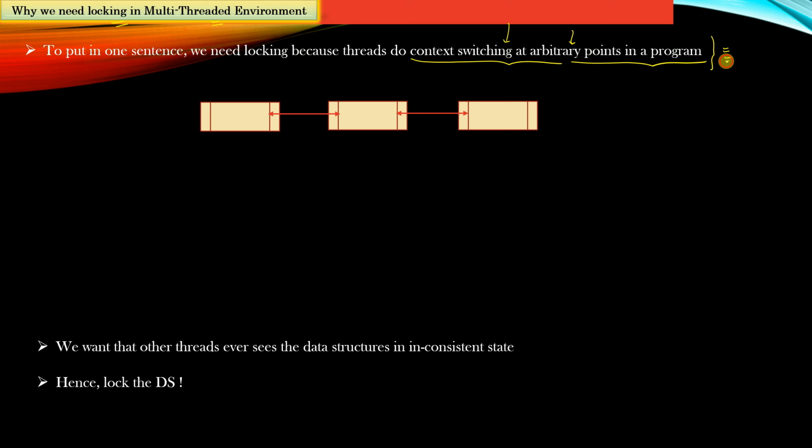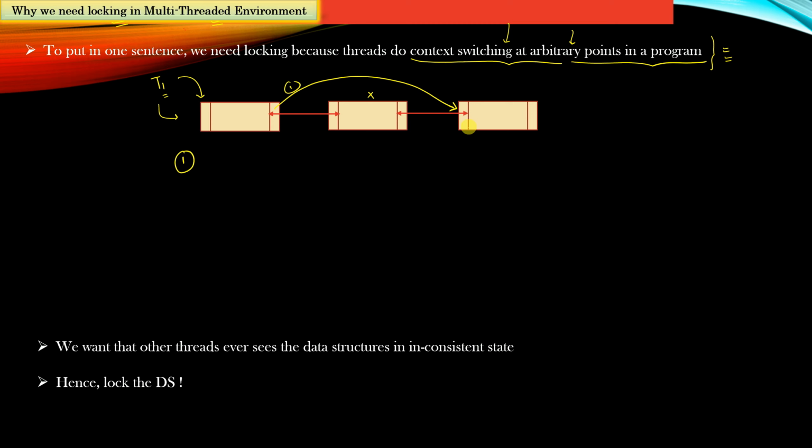To understand this point, let us take an example. We have a doubly linked list here, and the thread T1 is operating on this doubly linked list. Thread T1 wants to remove this node from the doubly linked list. As a result, thread T1 has to perform 4 operations. The first operation is to adjust the pointer from the previous node to the next node, bypassing the middle node. So this is operation number 1.